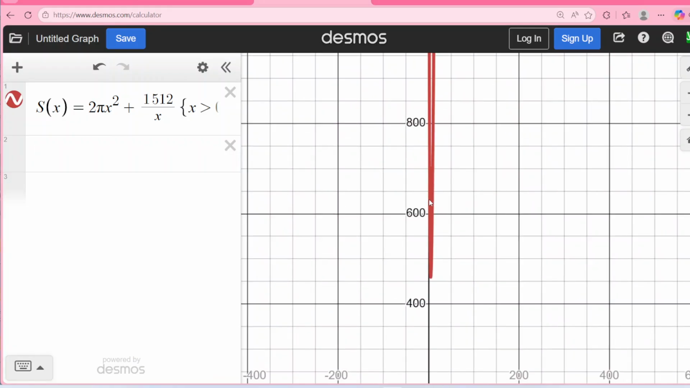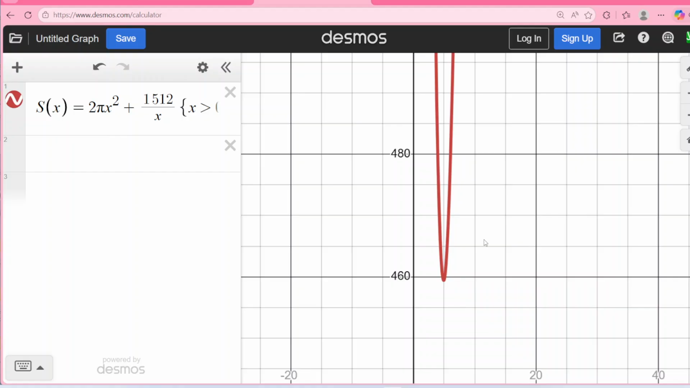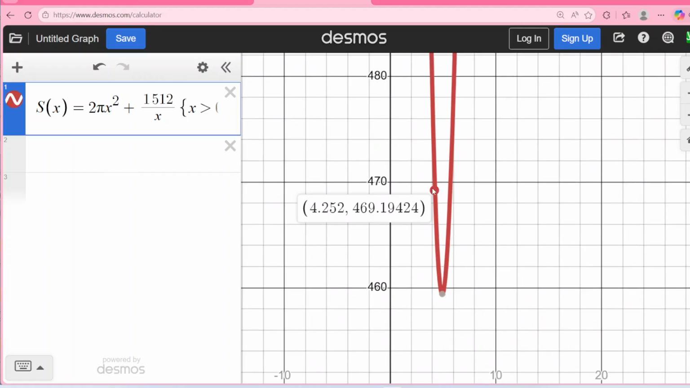There's something up here, right? So look, you see, there's definitely a lowest surface area. To the left, as you approach 0 from the right, it goes up forever. And then as you go to the far right, approaching infinity, it goes up forever. There's definitely a minimum. And this minimum surface area is going to be 459.4 something square centimeters.